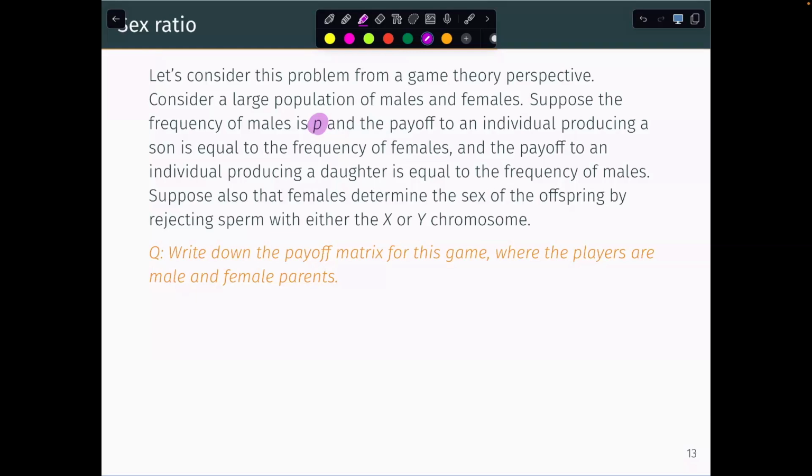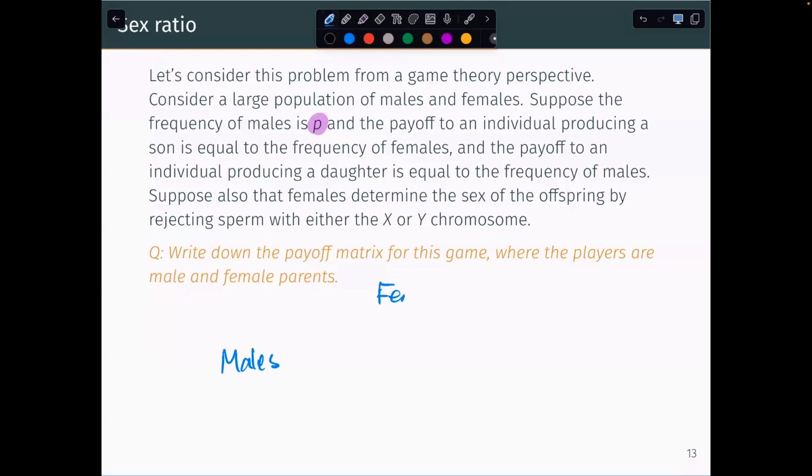We're also going to suppose that females determine the sex of the offspring. So males are going to have essentially no role in determining the sex of the offspring here. We're assuming that males are going to be producing lots of gametes that have both the X and Y chromosome, but females are going to be able to choose. There are examples of females being able to reject sperm based on certain characteristics. So we're going to assume that females can reject sperm with either the X or Y chromosome. So let's think about what a payoff matrix looks like in this scenario.